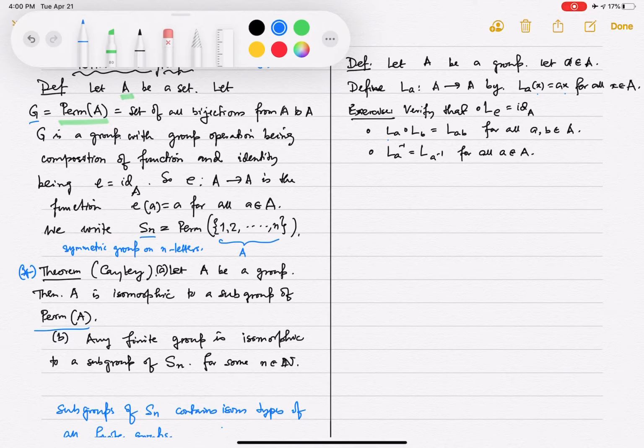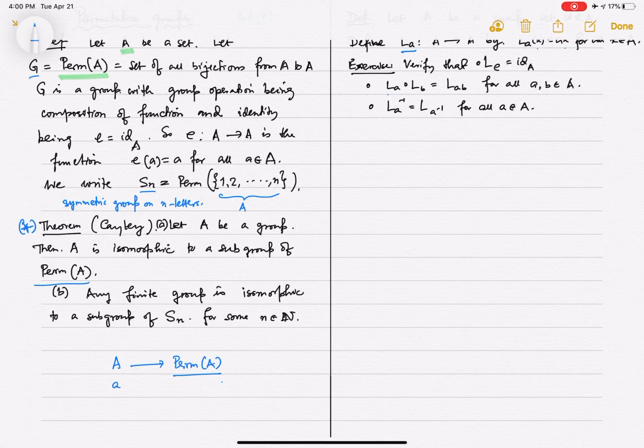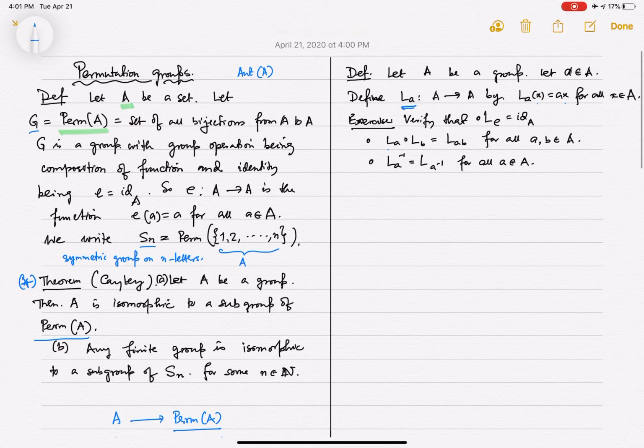Okay. So to prove this, we need to look at these bijections from A to A. You see, what I need to do is I need to define a function from A to perm A. I have to show that A is isomorphic to a subgroup of perm A. So I need to give a function from A to perm A. So you give me an element of capital A, and I have to give you an element of perm A, which is a bijection from A to A. So I have to define a bijection from A to A that depends on a, and here it is. And we'll use this time and again, so let's study them separately.